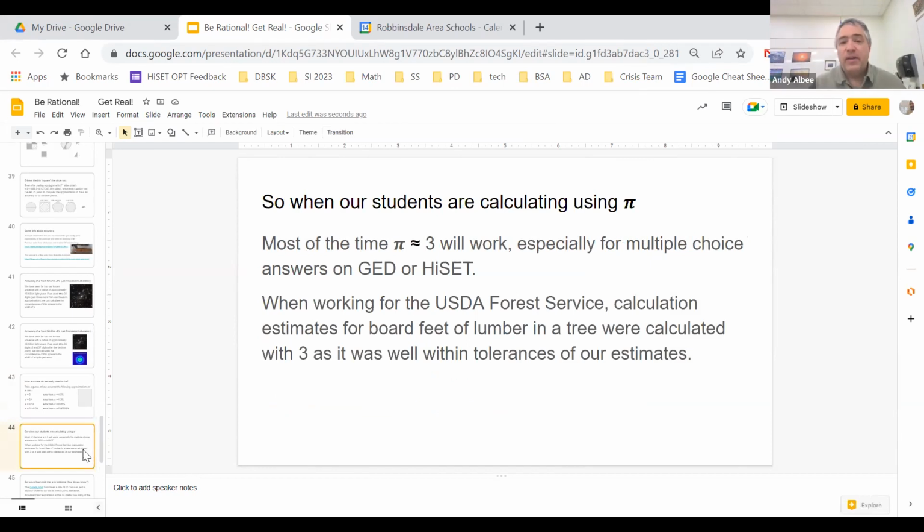So when our students are using pi, just remember most of the time 3 is going to work, right? Don't get too caught up on this 3.14 thing. It's nice, it's not that hard to calculate with, but gosh, I like 3. 3 is just a lot easier. And especially for any test questions you're going to get on the GED or HiSET, it's probably close enough. I used to work for the Forest Service. When I was in college, I worked for the Forest Service during the summers, and we had to estimate trees and figure out how much lumber is in a tree. If we cut that down and take it through a sawmill, how many houses can we build out of it? Absolutely, 3 was well within our tolerances, right? We didn't have to be super cute and get this 3.14. 3 was good enough.